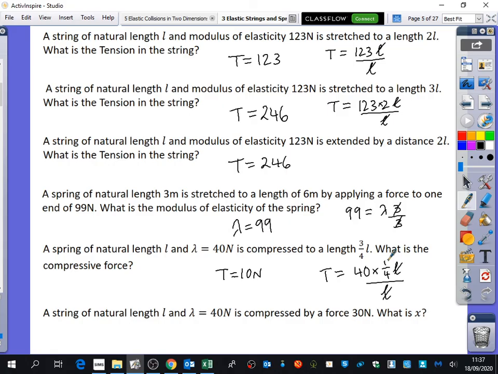And what about the last one? What do we think the value of x is going to be in this? 3/4 L. It's a trick question. It's a trick question, the last one, because a string is compressed. It's just a lesson in reading things really carefully. So this one is a trick question.